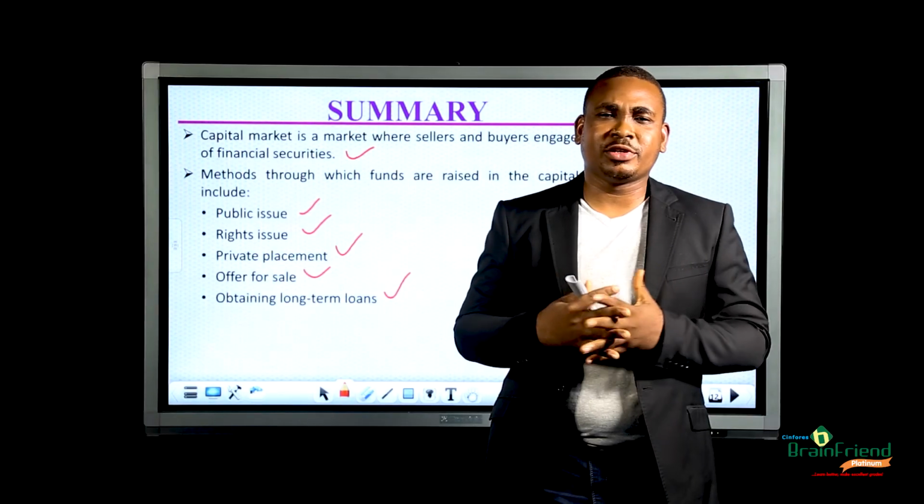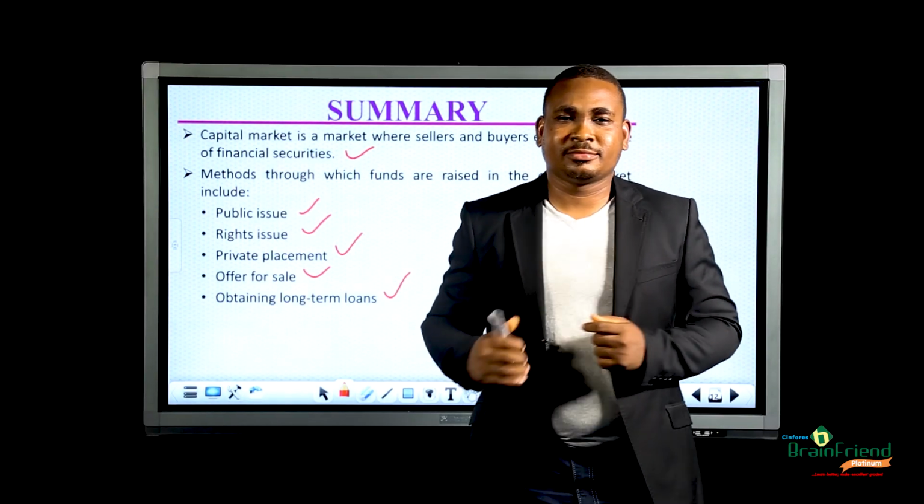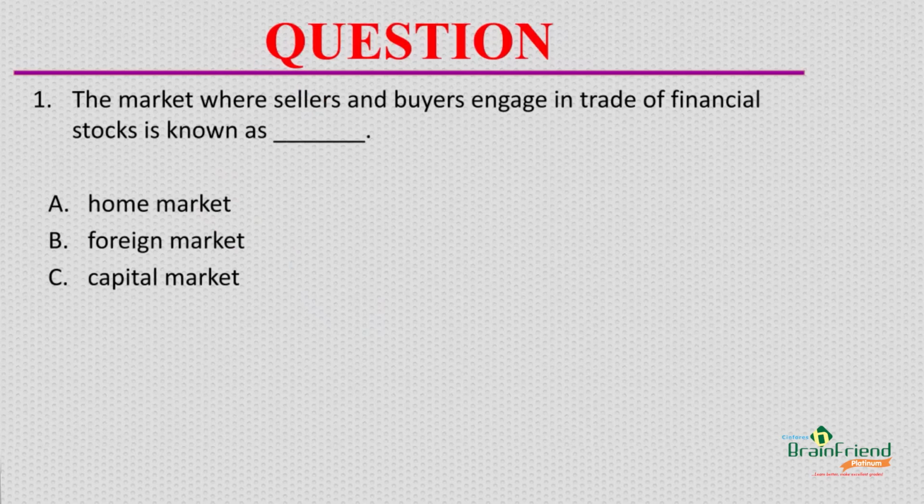Now let's take a few test questions to test ourselves. Question 1. The market where sellers and buyers engage in trade of financial stocks is known as A. Home market, B. Foreign market, or C. Capital market. The correct answer is option C, capital market.